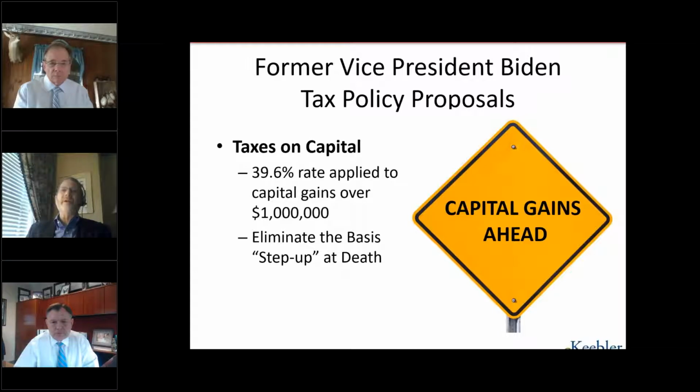So you actually may be better not using a CRT this year. What Bob is talking about, and correct me if I'm wrong, Bob, is really using a CRT next year when the higher rates have kicked in.